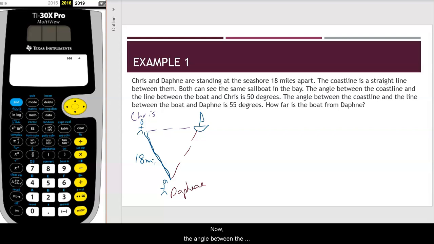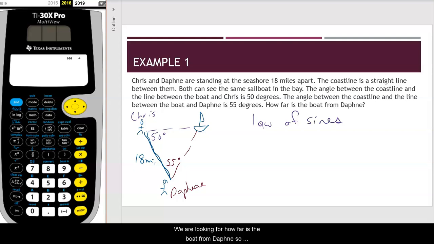Now, the angle between the coastline and the line between the boat and Chris is 50 degrees. There at Chris we would have 50 degrees. The line between the boat and Daphne is 55 degrees. So we have our triangle here. We don't have three sides. We don't have an included angle. So we're going to be using law of cosines, law of sines to solve this.